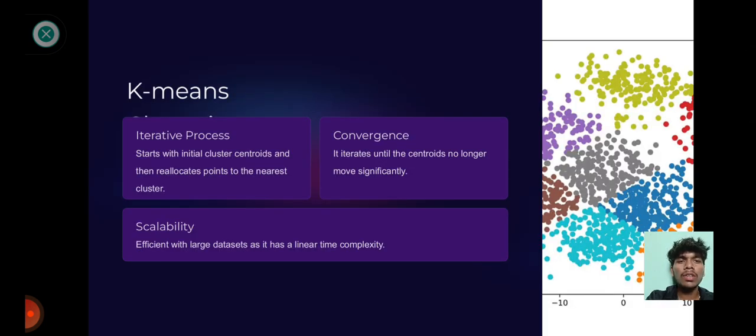K-means is an iterative process. It starts with initial cluster centroids and then relocates the points to the nearest cluster. Convergence: it iterates until the centroids no longer move significantly. Scalability: efficient with large data sets as it has a linear time complexity.